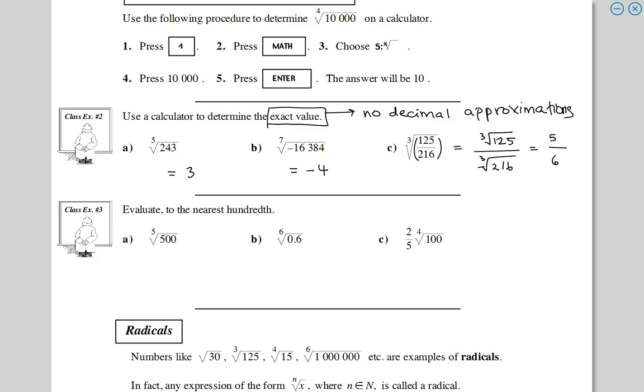So this one, to the nearest hundredth, this is going to be an approximation, and that's okay because they've asked for an approximation. Okay, so note the difference between exact value and approximations. Please note that difference. Please remember it.